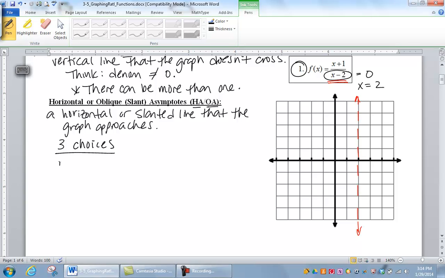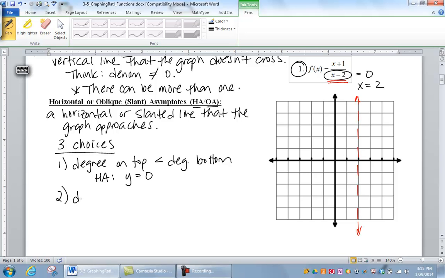So the first choice is if the degree on top, so the polynomial on top, so in this case the x plus 1, if the degree on top is less than the degree on bottom, that means that your horizontal asymptote is the line y equals 0. And so in this case, the degree on the top is 1 because it's x plus 1, and the degree on the bottom is 1, so that does not fall into this category. This is actually category number 2, your second choice.